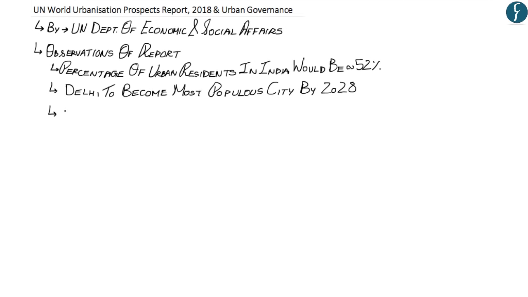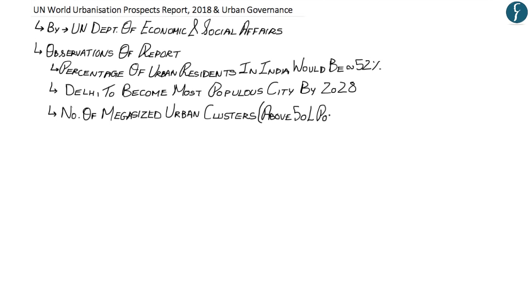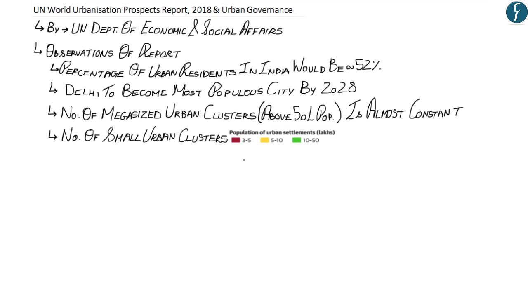The report has also observed that the number of mega-sized urban clusters, which have a population of above 50 lakh, has almost remained constant, while the number of small urban clusters, in the population range of 3 to 5 lakhs, 5 to 10 lakhs and 10 to 50 lakhs, has increased rapidly. The number of small urban clusters with a population of 3 to 5 lakhs has increased from 46 in 2005 to 65 in 2015, while similarly, small urban clusters with a population of 10 to 50 lakhs have increased from 34 in 2005 to 50 in 2015, wherein this data has been given in the data point.